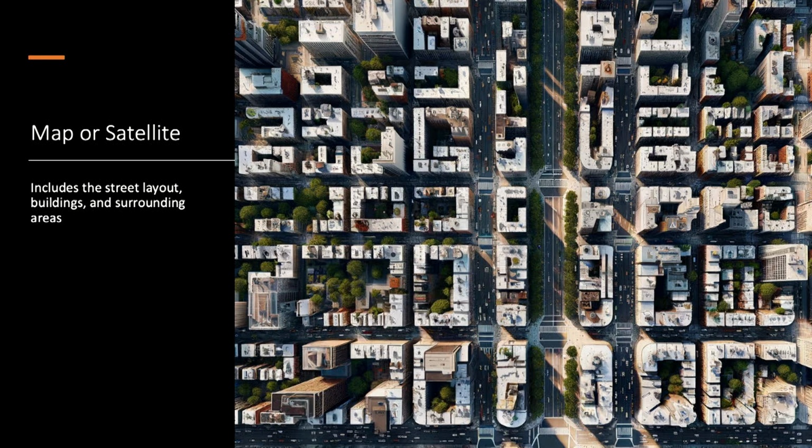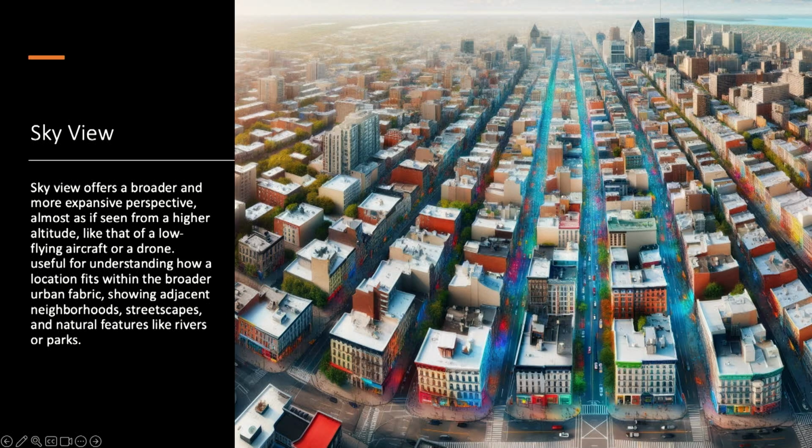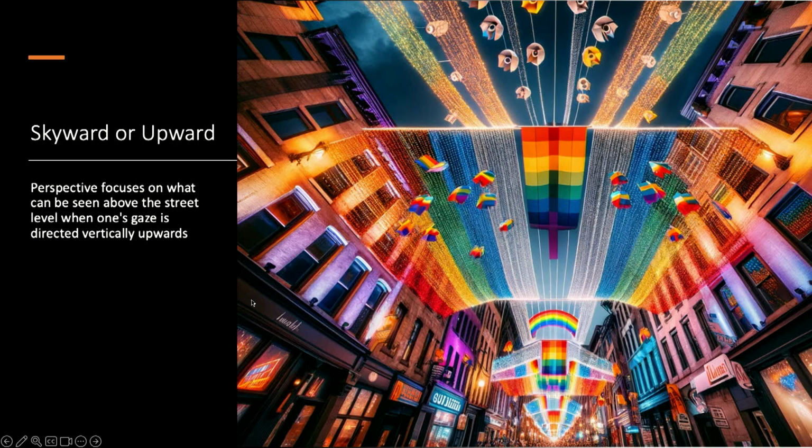You can ask for a map or satellite view of, I think this was the gay village, which I don't think is accurate, but maybe it is. But those are different options you can experiment with. Sky view, you see more of the horizon. You can also ask for a skyward or upward view. That perspective helps you see above the street. And that's something I found out when trying to do the Google Street View, and it didn't work.